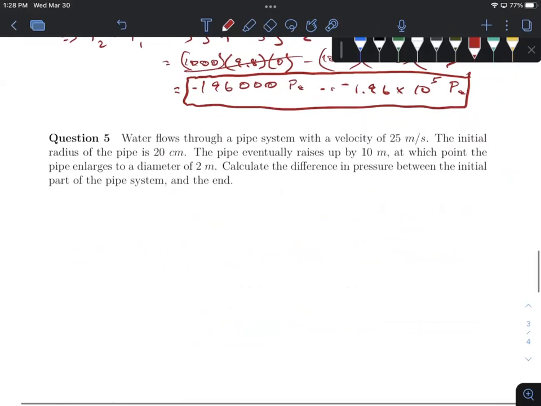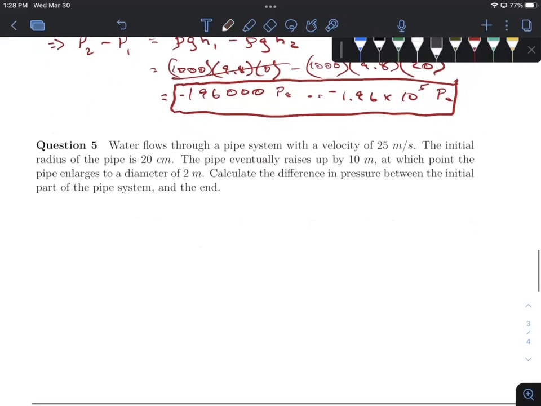All right, question 5. Another pipe system. Water flows through a pipe with a velocity of 25 meters per second. The initial radius of the pipe is 20 centimeters. The pipe eventually raises up by 10 meters, at which point the pipe enlarges to a diameter of 2 meters. Calculate the difference in pressure between the initial part of the pipe system and the end. All right, well, this is very similar, nearly identical to the last question. This time, however, let's draw it out again.